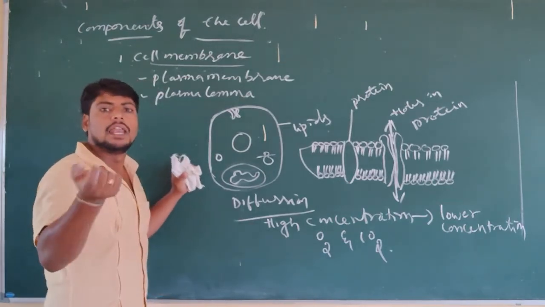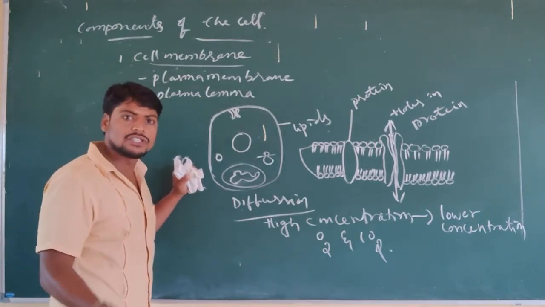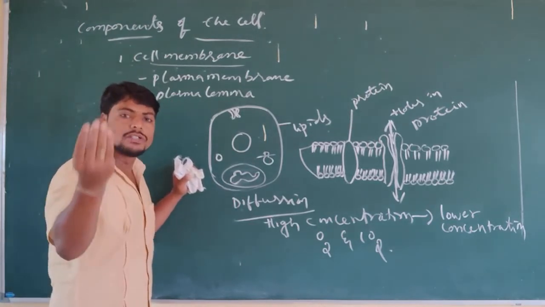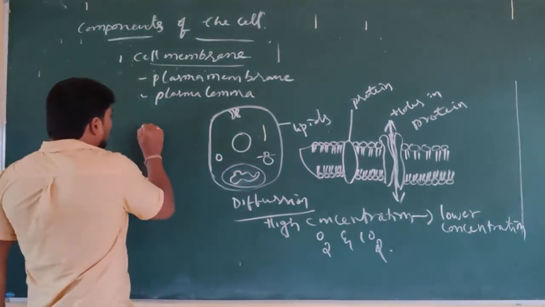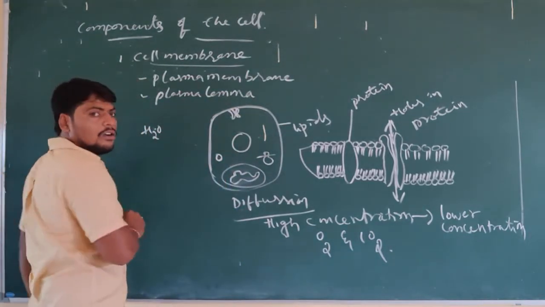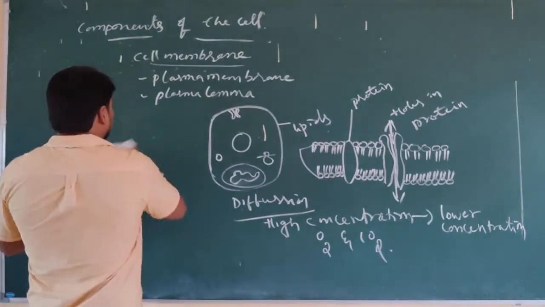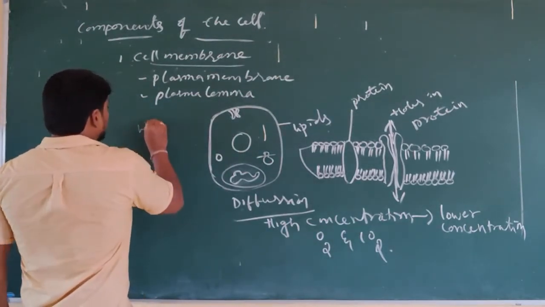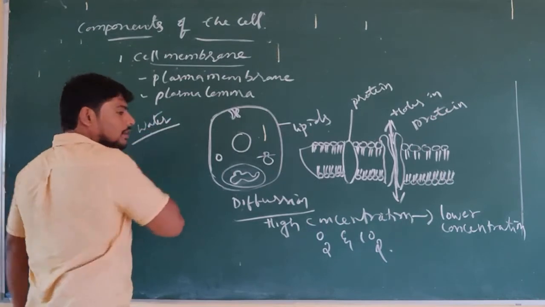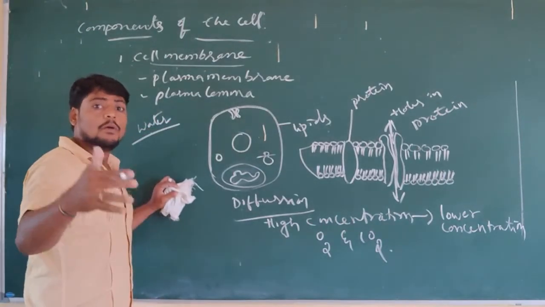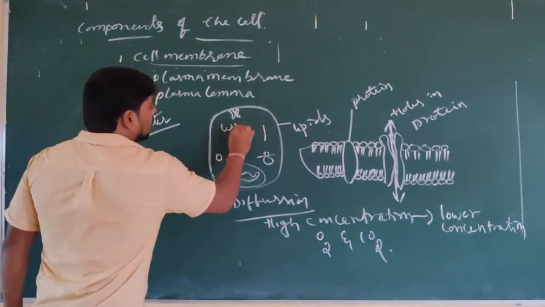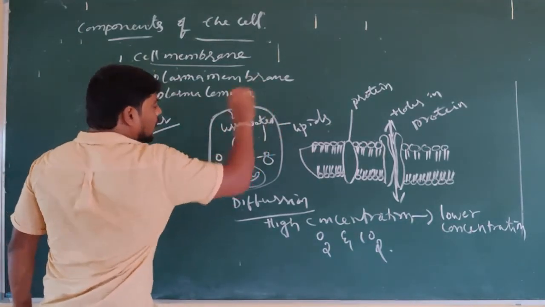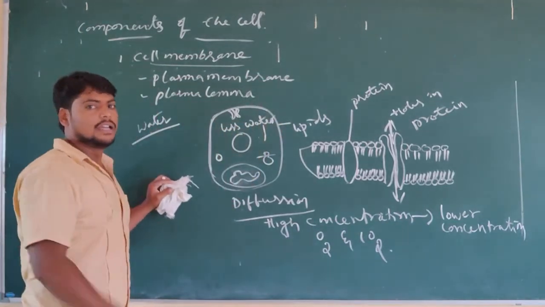At the same time, liquid particles are also exchanged, passing from outside the cell into the cell. For example, water is present outside of the cell. How is the water concentration? More water is present outside the cell, and less water is present inside the cell.